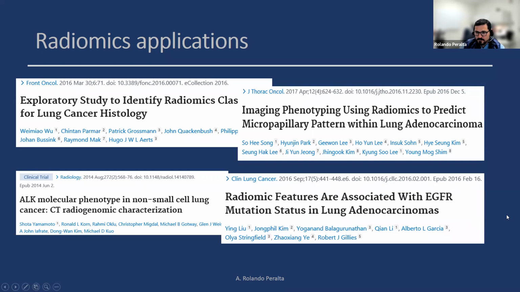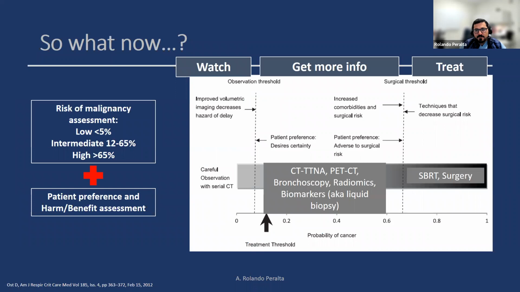All right. So what now? We've done this. I think we've covered most of it. We assess the risk of malignancy. We add it with the patient preferences, our assessment of harm and benefit. And then we plot the patient somewhere on either side of this goalpost, either treat or watch or something in between. And we know what the something in between is. We can use radiomics, liquid biopsies, PET CTs, and things like that.